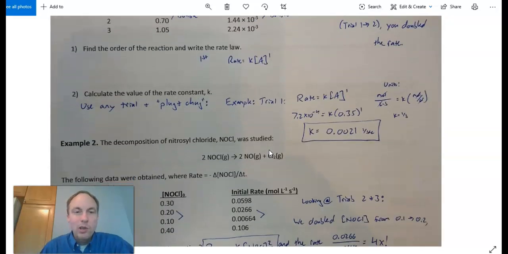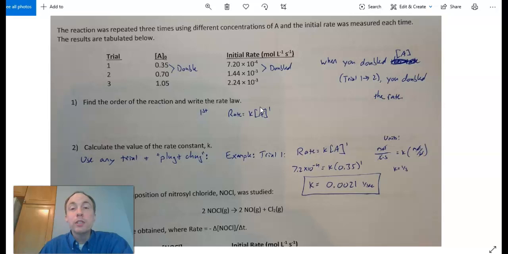And then, once we know what order it is, we can figure out what the value of the rate constant is. And for this, you can choose any trial you want to, and you just plug and chug. So I used trial 1. I plugged in the concentration of A that was given to us, 0.35. I plugged in the rate for trial 1, and then I solved for k, and got the value of 0.0021.